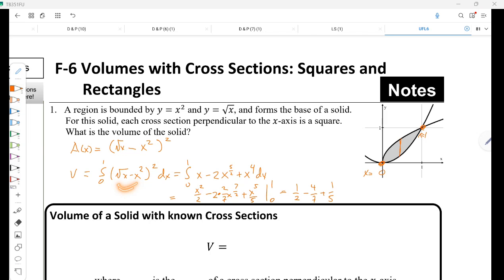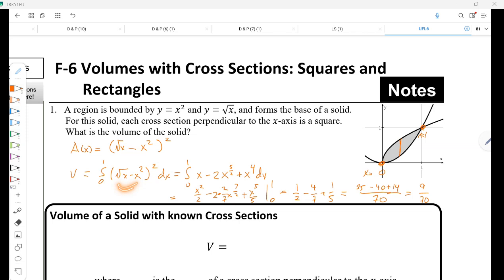What's that? That is a number. I agree, it is. It's got 70 as its denominator. So 35 minus 40 plus 14. So hopefully we end up positive here over 70, which we do. 49 minus 40 equals 9/70.